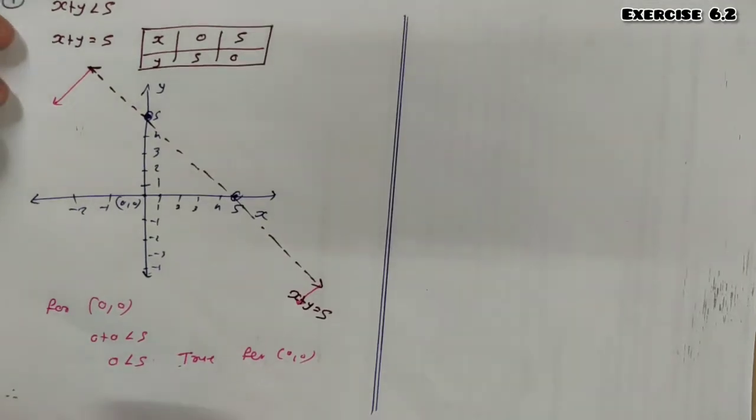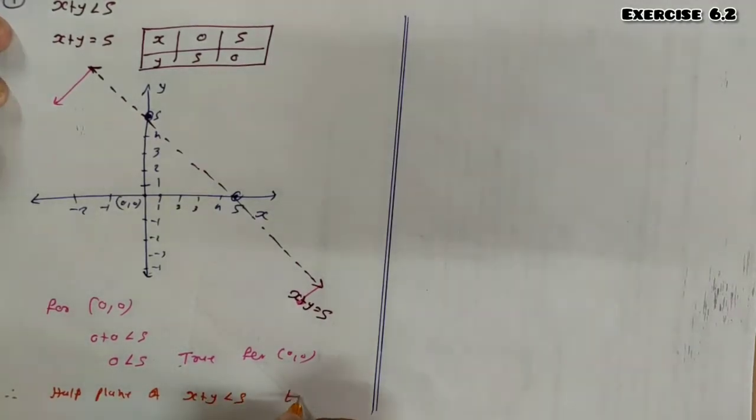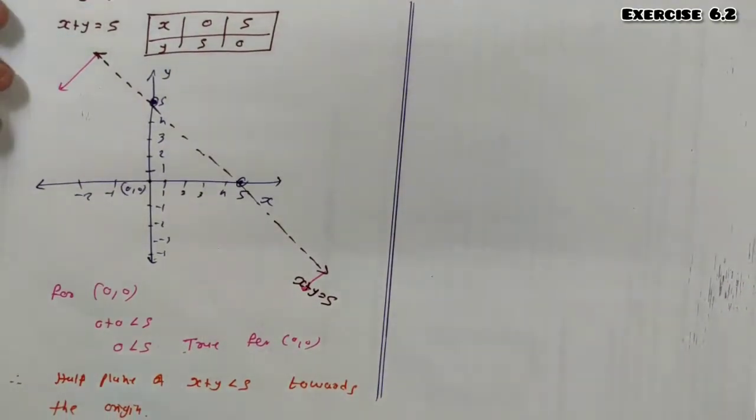Solution of the linear inequality is the lower plane, or we can say the half plane of x plus y less than 5 towards the origin. Towards the origin is the solution of this linear inequality. Clear?